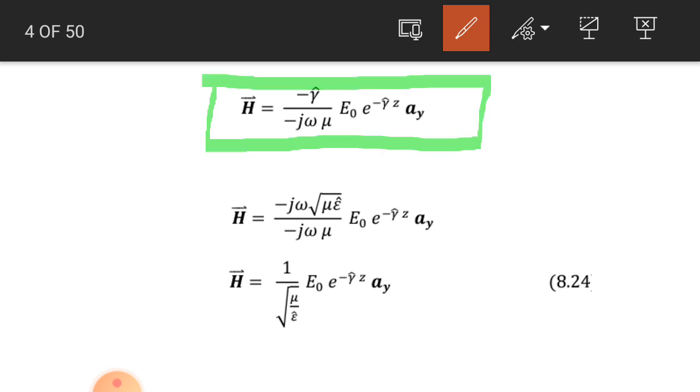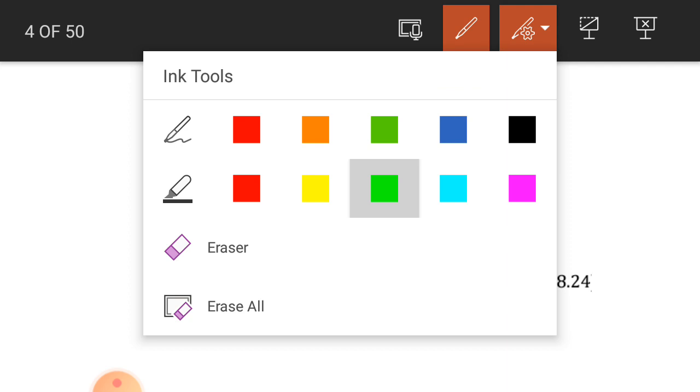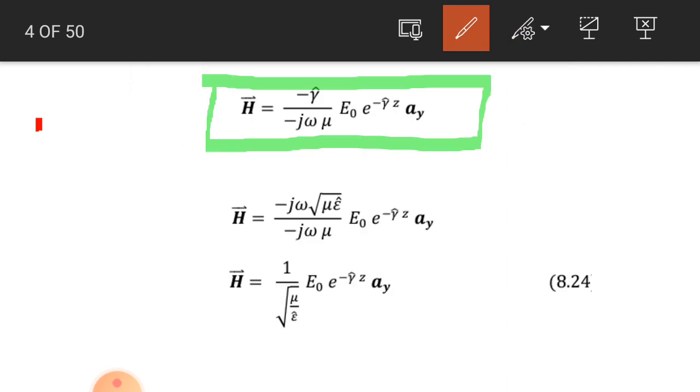So the magnetic field intensity will be equal to minus gamma k by minus j omega mu E naught into e raised to power minus gamma k z ay. You see, the electric field intensity was along x-axis and the magnetic field intensity is along y-axis. It means that in case of transverse electromagnetic wave, these two fields are normal to each other.